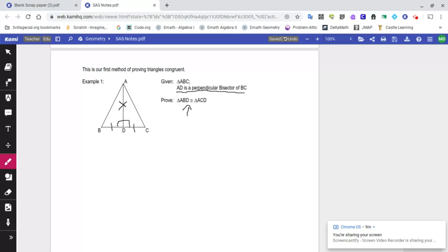Okay, so now I've got everything I need for a side angle side proof. I've got BD and DC, that's one side of each. I've got angle ADB and ADC, the two right angles, those are congruent to each other. And I've got AD, which is part of both triangles, it's congruent to itself. So what I've got here is side angle side. I've got two sides and the included angle of one triangle congruent to two sides and the included angle of the other triangle.